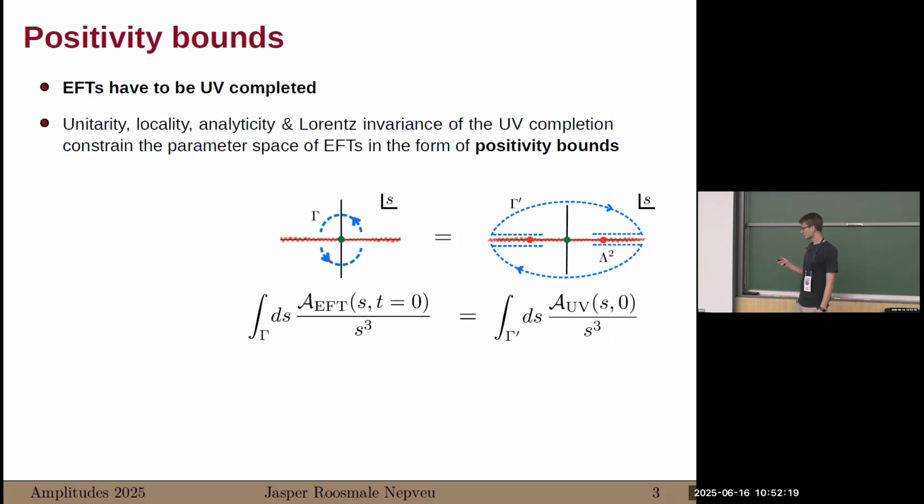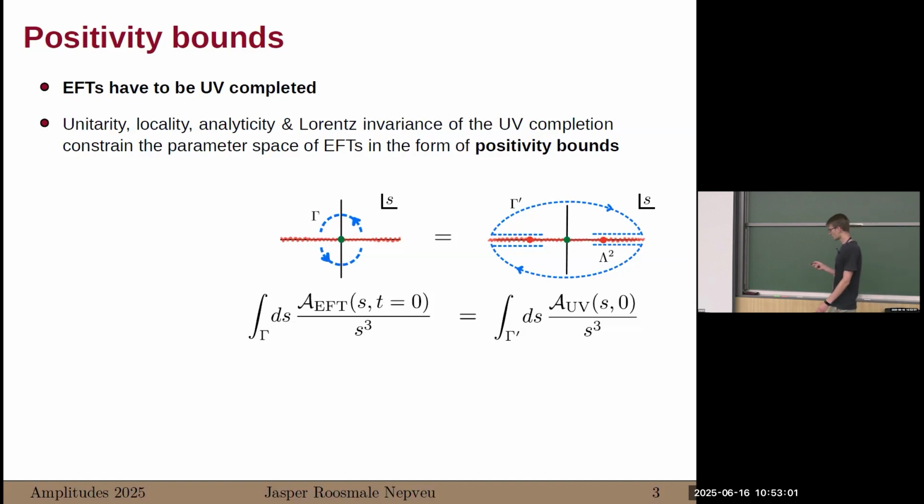The main feature that positivity bounds rely on is the fact that effective field theories provide a predictive framework at low energies, but they have to be UV completed at some high energy. Then, using very basic and very rigid assumptions on the UV physics, namely unitarity, locality, analyticity, and Lorentz invariance, you can constrain the parameter space of your effective field theory by the fact that it has to be UV completed. In the rest of my talk, I will not actually be using these types of methods, so I'll allow myself to quickly review them just for the context.